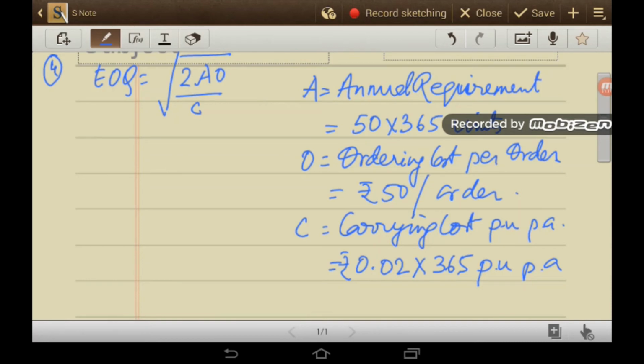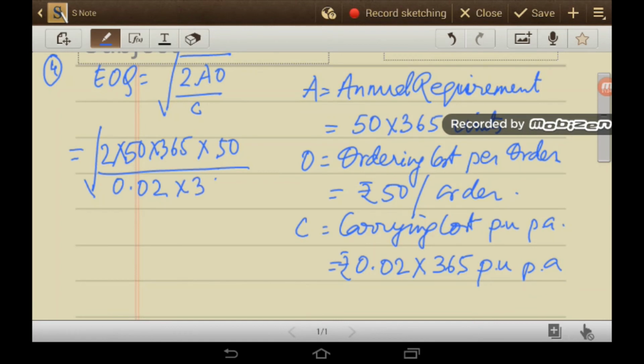So I just put the values in the formula. So 2 into A is 50 into 365. Ordering cost is rupees 50. Carrying cost is 0.02 into 365. So this will cancel out and you will get a value of 500 units.